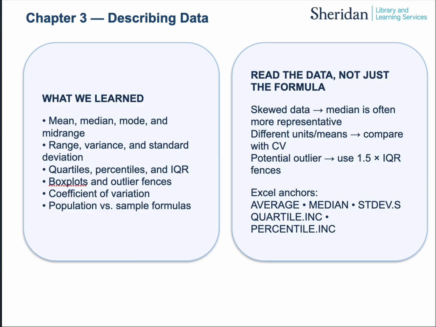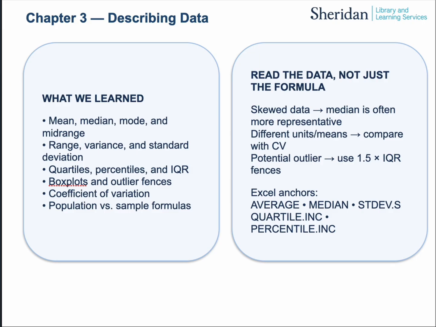This includes the mean, median, mode, and mid-range. The mean, or average, is probably the measure you are most familiar with. It uses every observation in the dataset, making it a good overall summary when the data is fairly symmetric. The median is the middle value after arranging the data from smallest to largest. One important advantage of the median is that it is much less affected by extreme values or outliers.